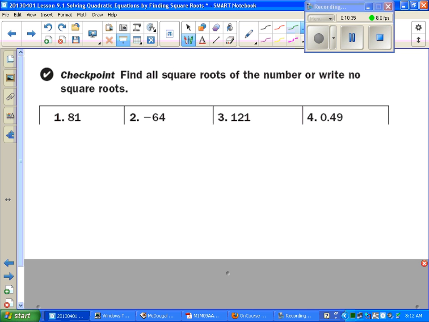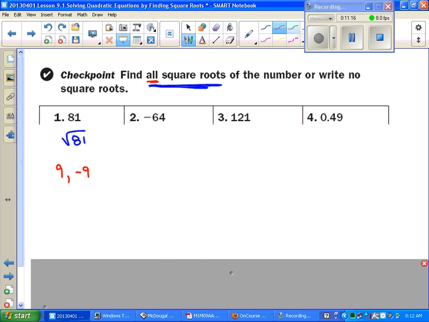So the checkpoint says find all square roots right here, all square roots. So not just one, but all of them of the number, or write no square roots if there isn't one. So this is saying what times itself is 81. 9 times itself is 81. But it's not just 9 because it says all square roots. So both 9 and negative 9, when you multiply it by itself, gives you 81. That's not a big old huge deal. Again, it only really comes into play when you graph the equations. You can see that it's a mirror image on both sides, 9 and negative 9.